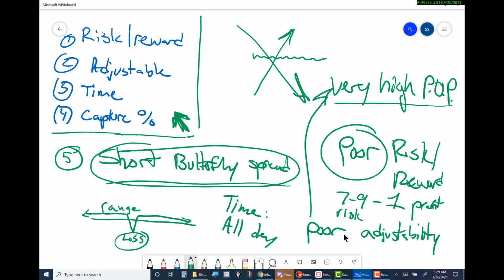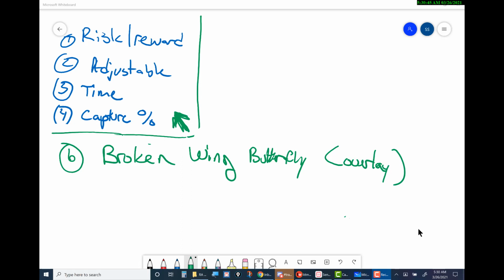All right, last but not least, let's talk about number 6. Number 6 is generally an approach that I use not as a standalone trade. It can be used as a standalone trade, but I generally use it as an overlay. This is called a broken wing butterfly, and I do use it as an overlay trade. Broken wing butterfly, very interesting risk graph. If this is our profit and loss line, a broken wing butterfly might look something like that.